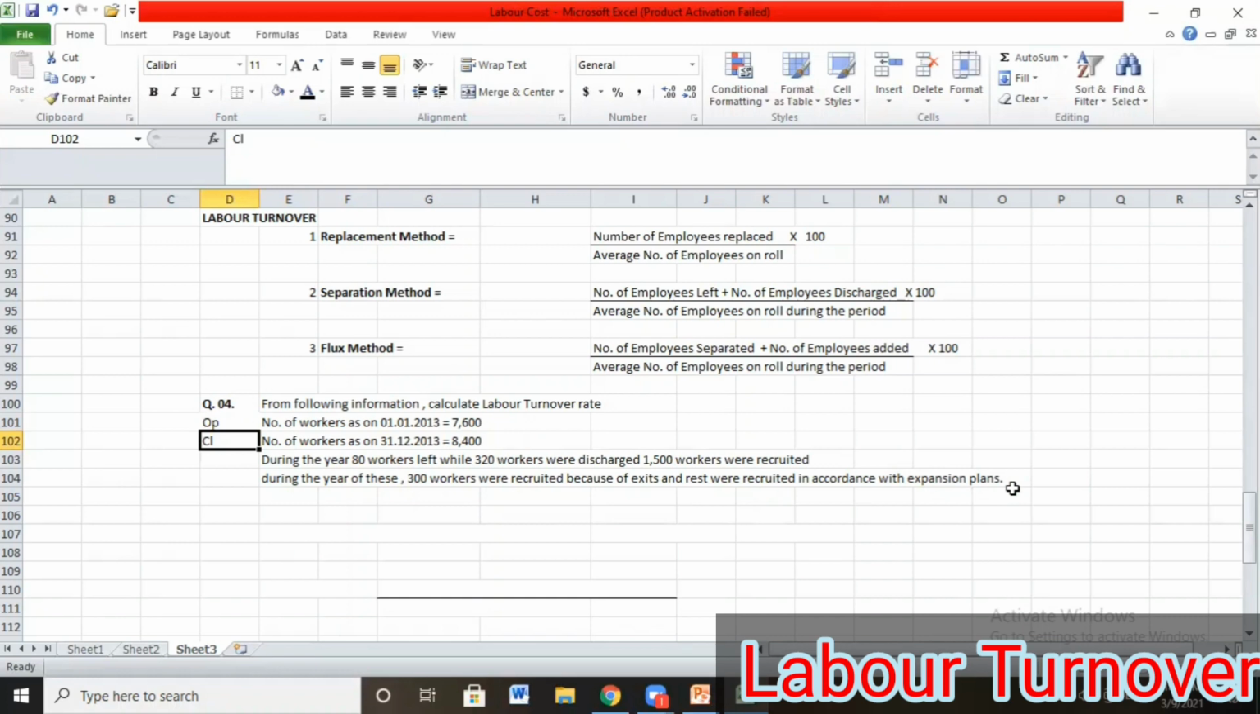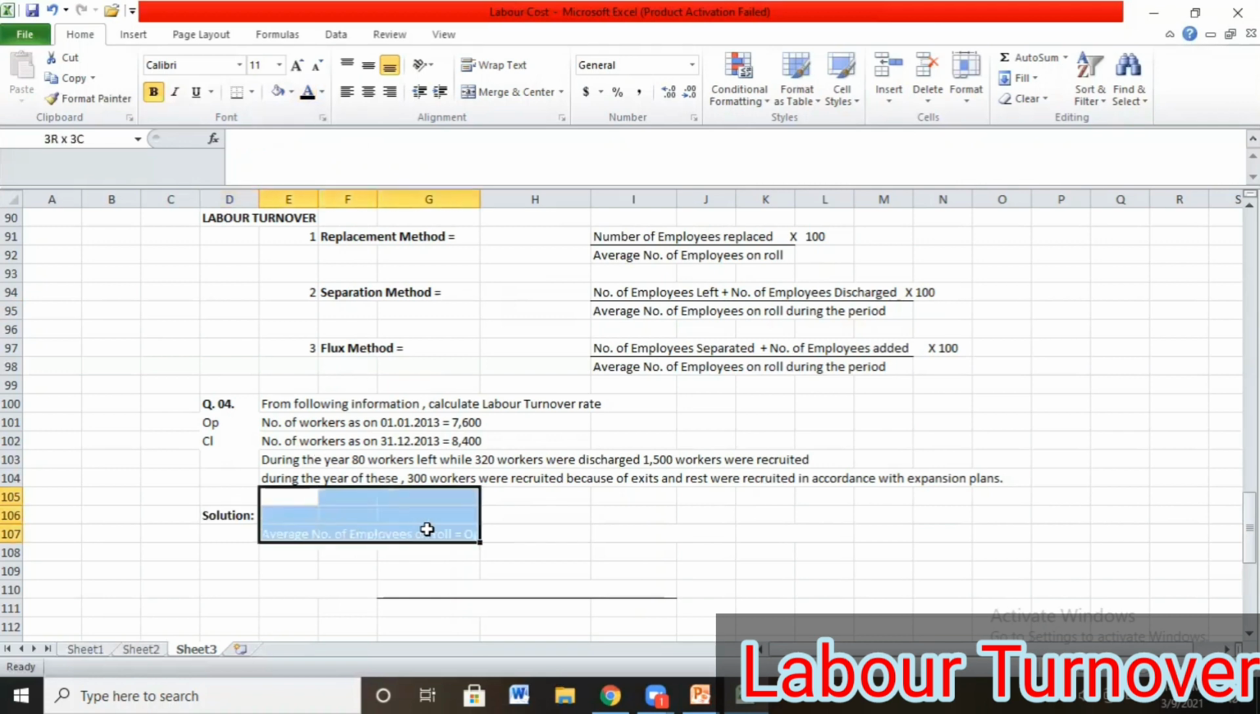Now what we need to calculate is the labor turnover. Labor turnover rate can be calculated with three methods: replacement method, separation method and flux method. For the replacement method, we require the number of employees replaced, so how many employees have been replaced. There were 300 workers recruited because of exit, so these 300 are understood as replaced. And for the average number of employees, we need opening and closing together: opening plus closing divided by 2, that will be your average.